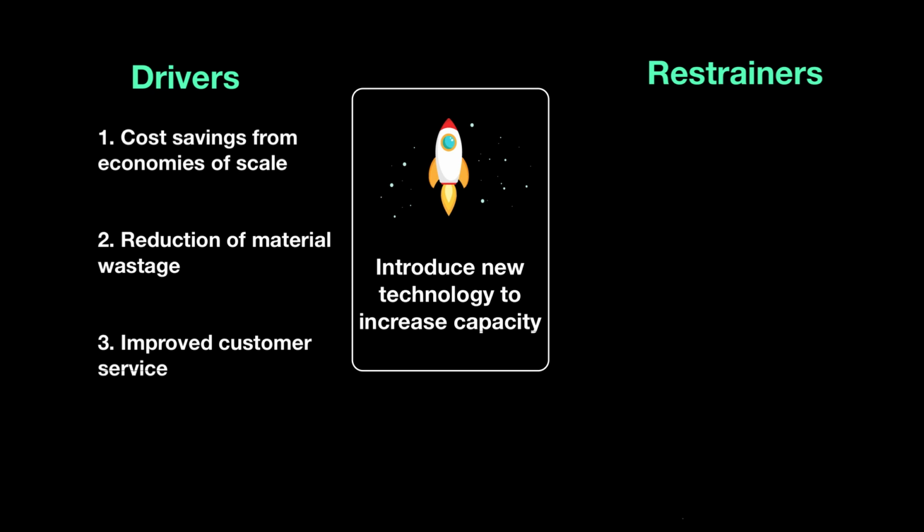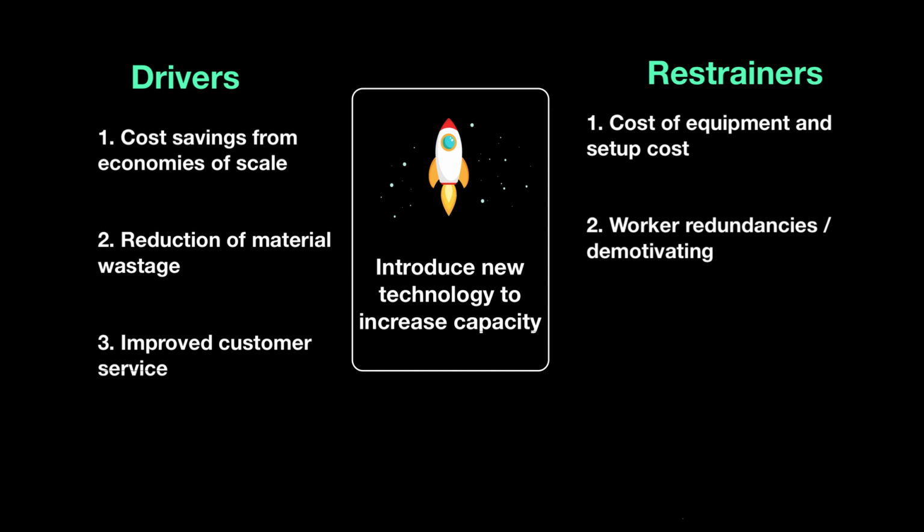The cons or the restrainers, on the other hand, of introducing new technology is we know that there's a heavy capital cost, so the equipment's probably going to be expensive. You know that once the technology comes in, you have to make some workers redundant, which will lead to high levels of demotivation. And finally, you know that once you let go of these workers, they might go to the trade unions and there could be possible industrial action against you. So this is the decision, and these are the pros and cons.